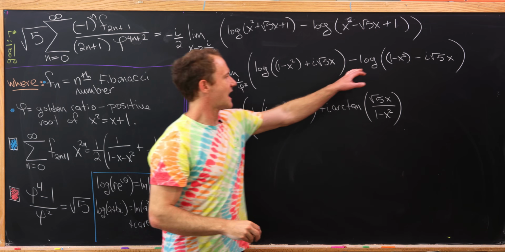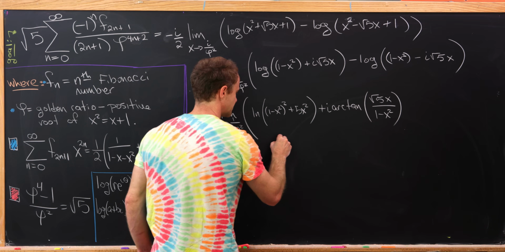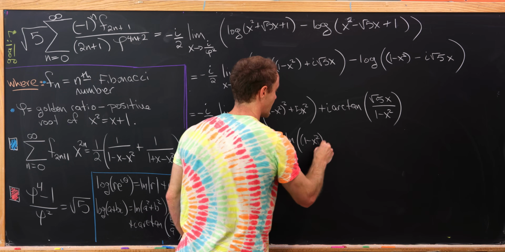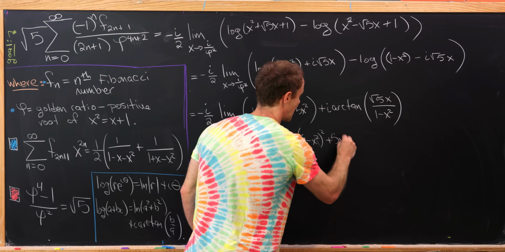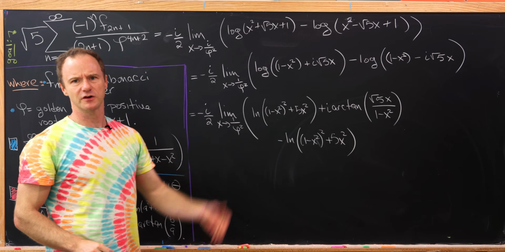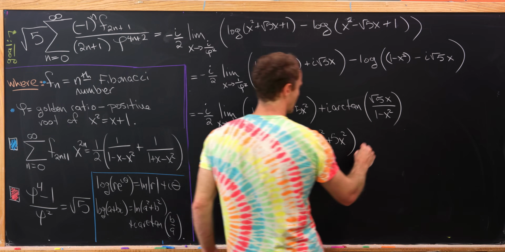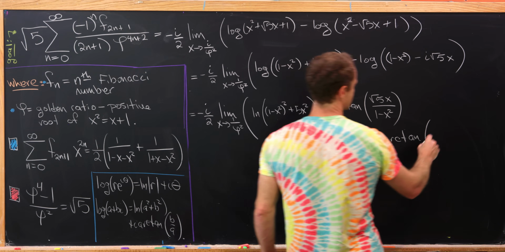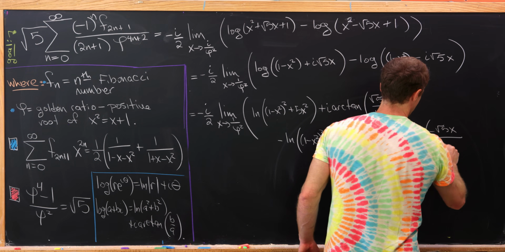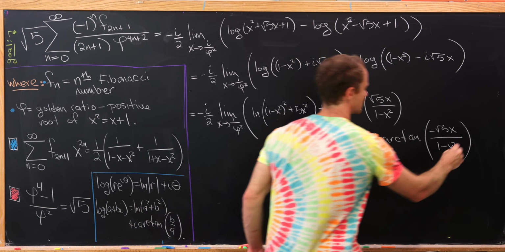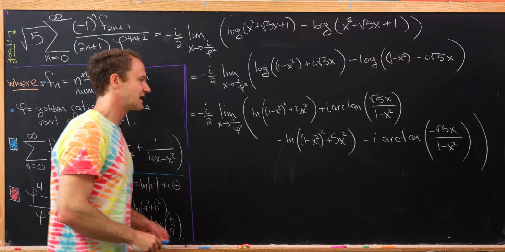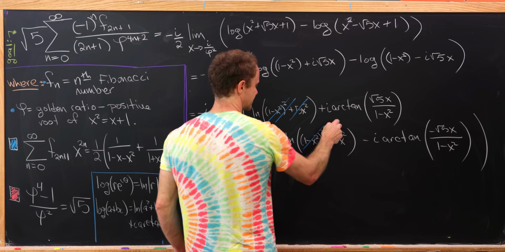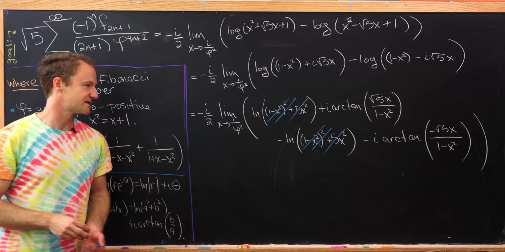But now let's line that up with what we get with this other bit. So we'll have minus the natural log of another 1 minus x squared, squared, plus 5x squared, because check it out, those have the same modulus. And now we'll have minus i times the arctan of, this is going to be minus root 5 x over 1 minus x squared for similar reasons. But now we get some cancellation and some doubling up. So notice this term will cancel this term because they're equal but have opposite signs.